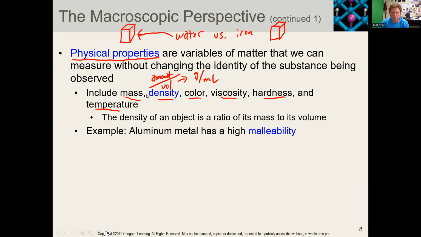And then there's just a series of physical properties. These are all good things to know. Being able to recognize a physical property and compare and contrast that with a chemical property is very important.